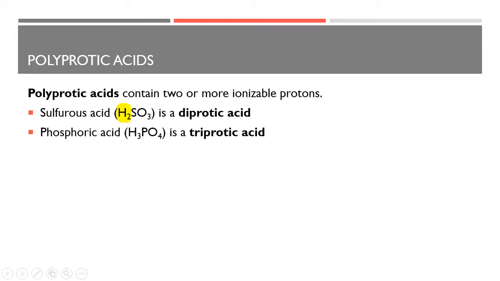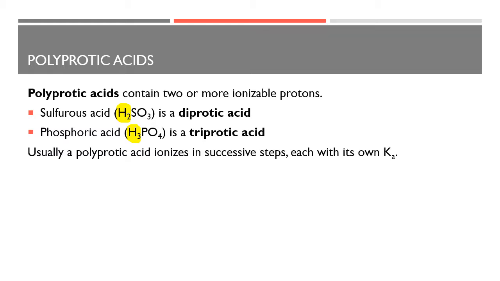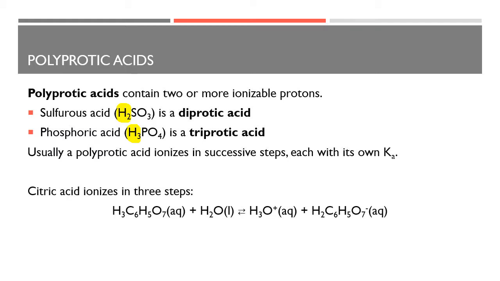make it acidic. The phosphoric acid is a triprotic acid because it starts with H3, meaning we have three ionizable protons or hydrogens in that acid. Usually, a polyprotic acid ionizes in successive steps, and each step has its own Ka. For example, the citric acid ionizes in 3 steps because it's a triprotic acid.